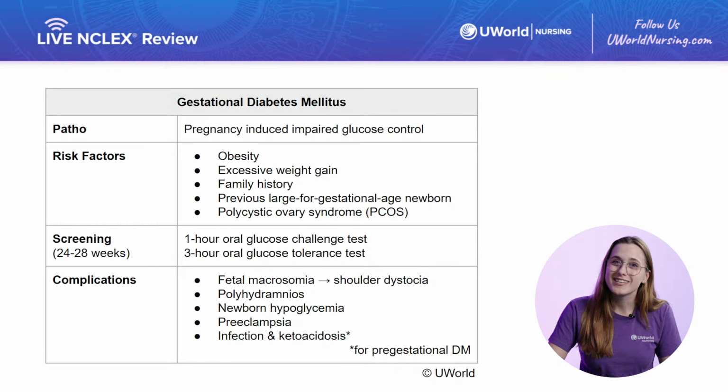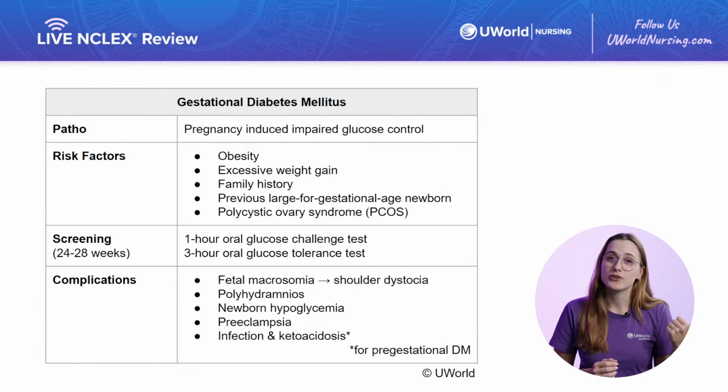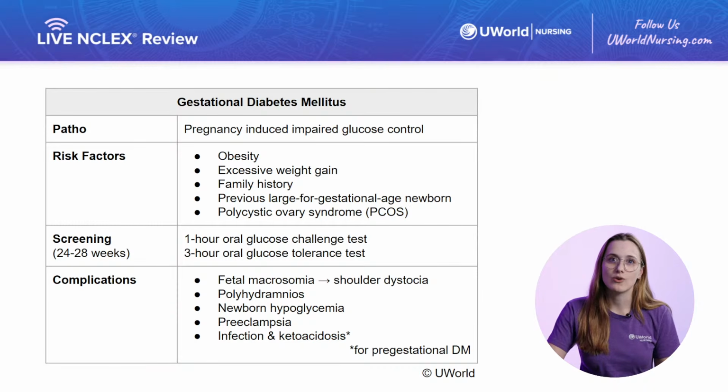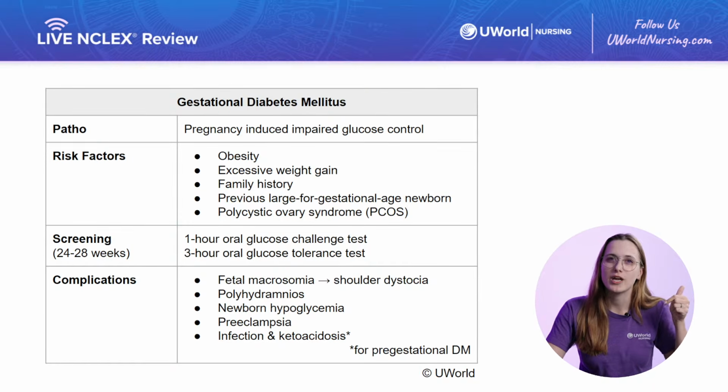Now, you don't need to know these values specifically. They will be provided to you on the NCLEX, but some really key points I want you to take away from this: before that 1-hour test, we don't need to fast, but before the 3-hour test, we do need to fast. And for that 1-hour test, they're going to be drinking 50 grams of glucose solution, and for the 3-hour test they're going to be drinking a 100-gram solution. And then 2 or more elevated levels during that 3-hour test confirms the diagnosis. So those are the key takeaways with that. You don't need to remember the exact blood glucose level that they need to get above.